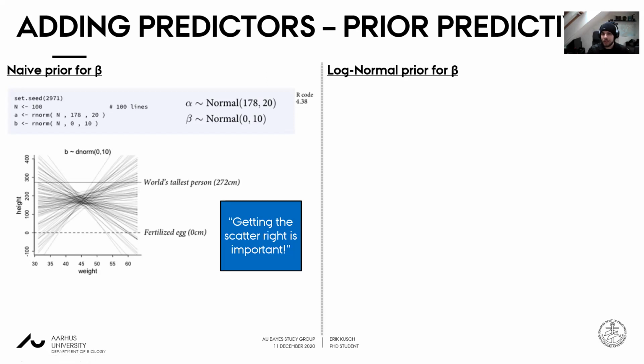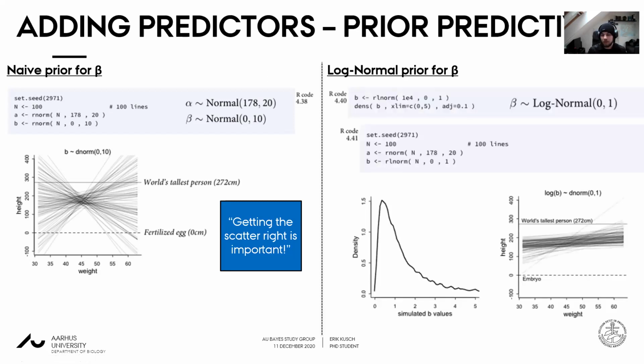And the way to do this for this one example would be, among other ways, to use a log normal prior for beta, which is that slope that we're looking at. So with this log normal distribution, we force our distribution to be positive only. And already you can see that this scatter right here makes a lot more sense. And this is the core of what we use prior predictive distribution checks for: to get a better understanding of what the model expects and whether that makes sense.